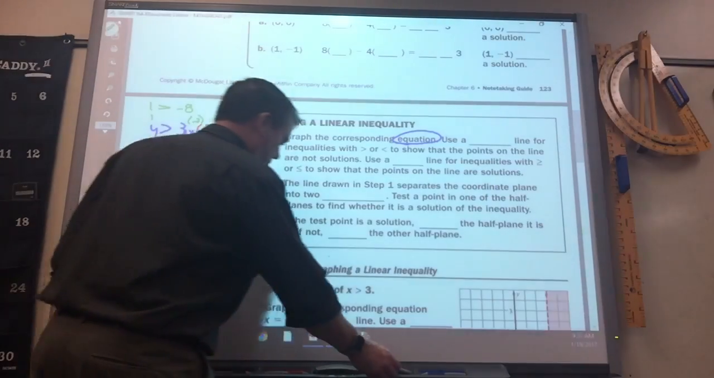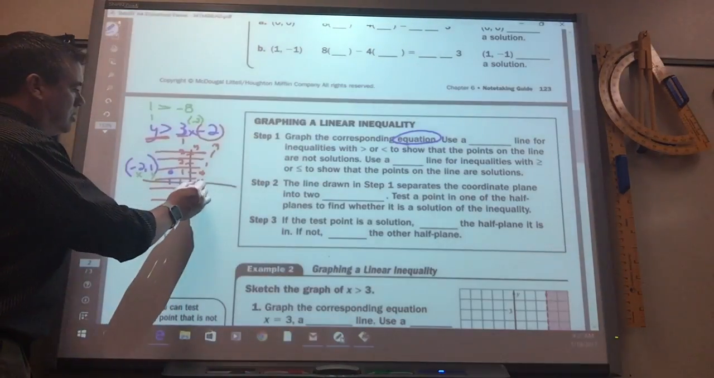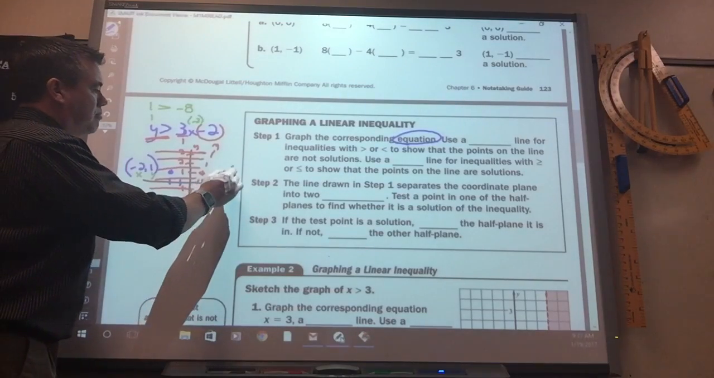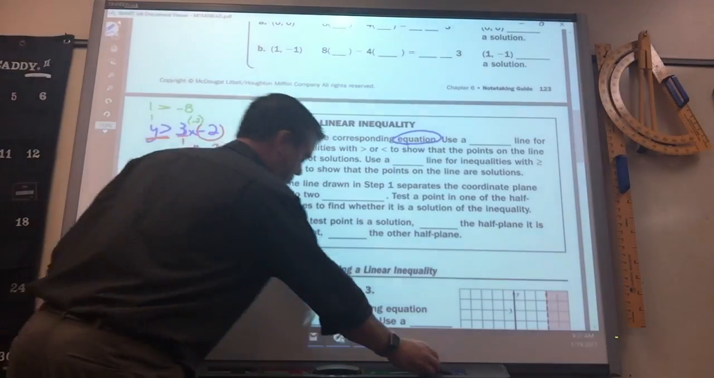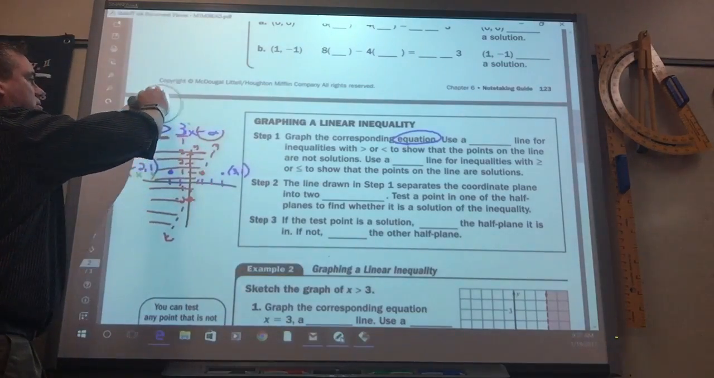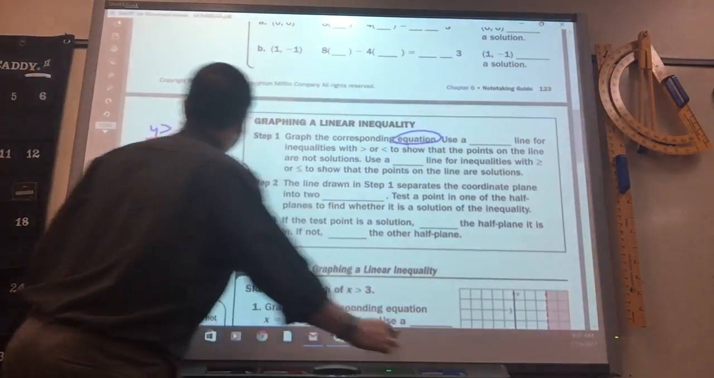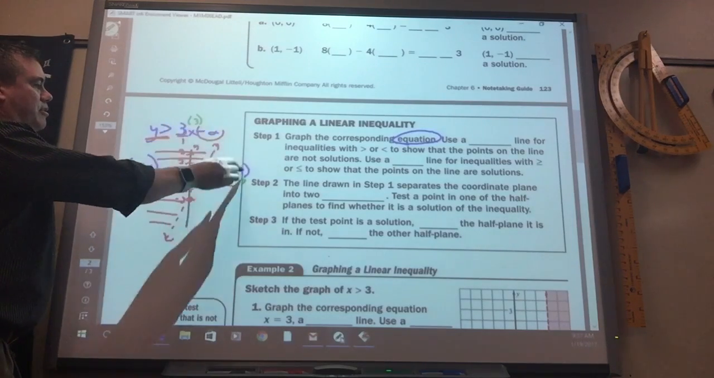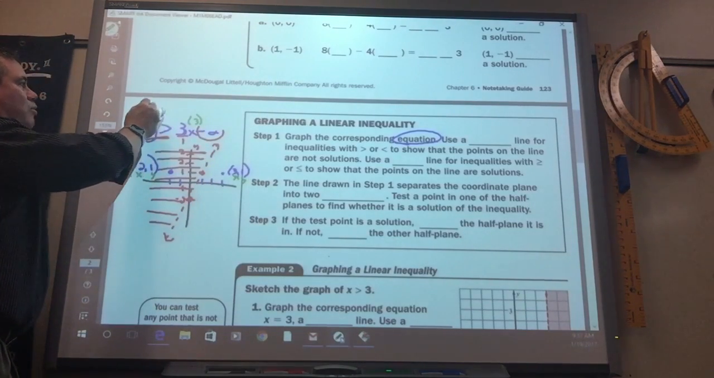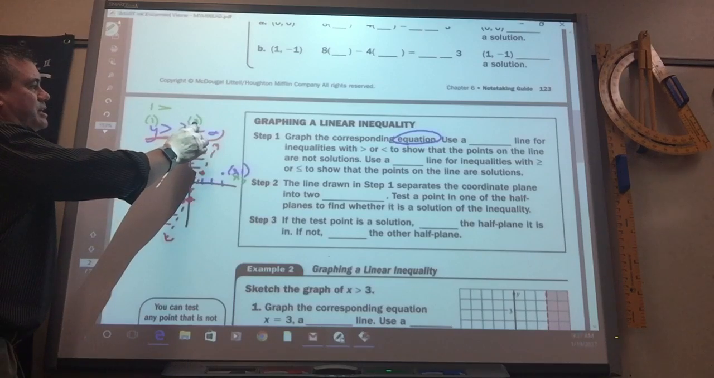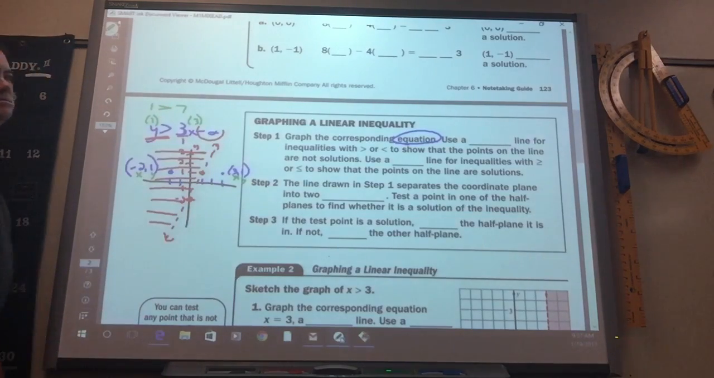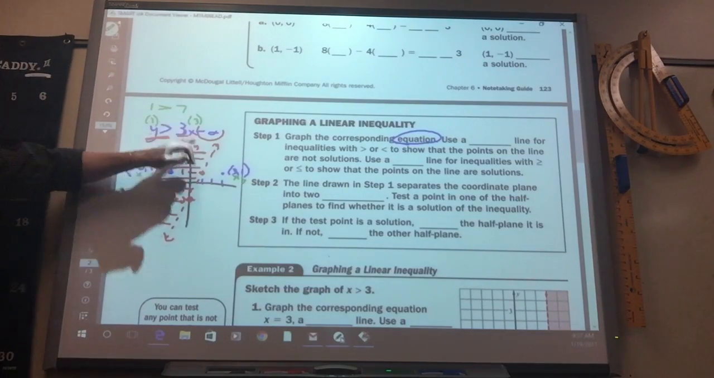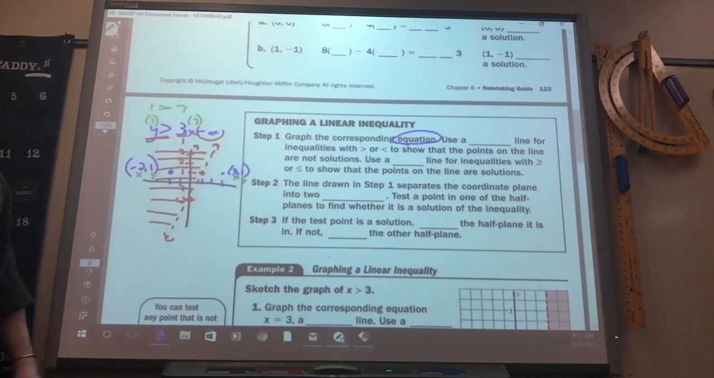If I pick the point over here, 3 over 1 up, and I plug that in there, so if I put 3 in for x and 1 in for y, I'd get 1 is greater than 3 times 3 is 9, take away 2 is 7. 1 is not greater than 7. And it's not on the shaded part, so that's not a solution.